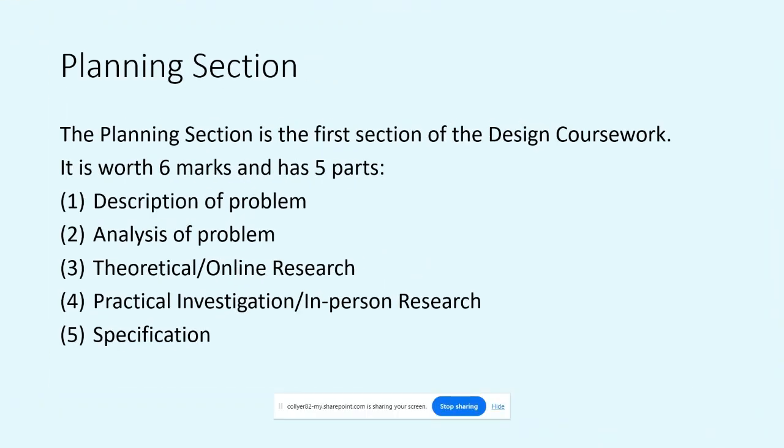This is the planning section of the design coursework. It's the first section. It's worth 6 marks and has 5 parts. Description of the problem, analysis of the problem, and specification, which is the last one, are all pretty much the same as you've already seen in the assembly coursework. The part 3, the theoretical or online research, is new, as is the practical investigation or in-person research.